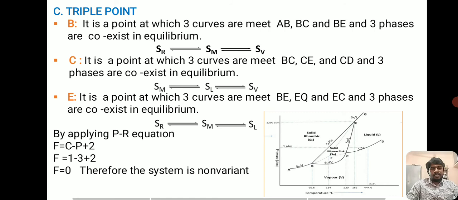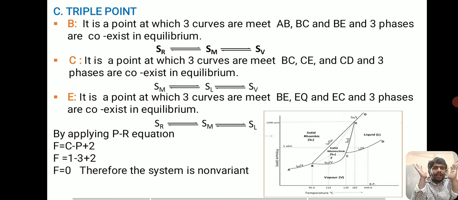Coming to triple point B, it is a point at which three curves meet, that is AB, BC and BE, and three phases coexist, that is SR, SM and SV. You can observe the diagram here, three phases coexist. Coming to triple point C, it is a point at which BC, CE and CD meet. Three curves meet, not phases.